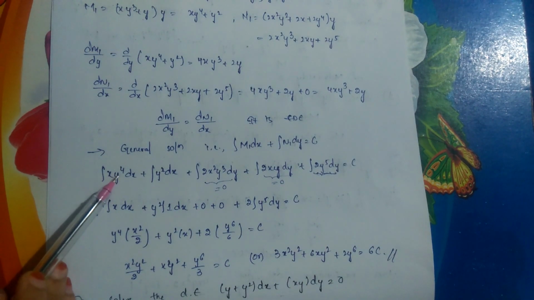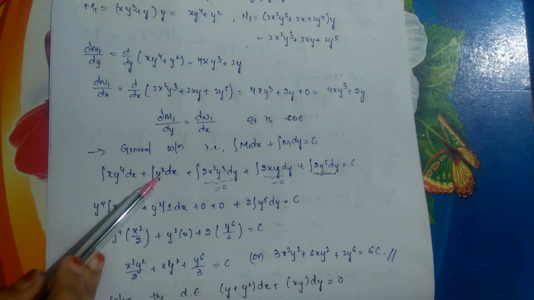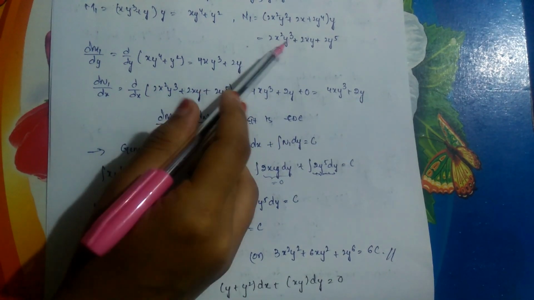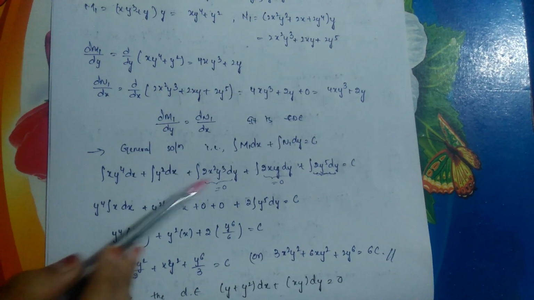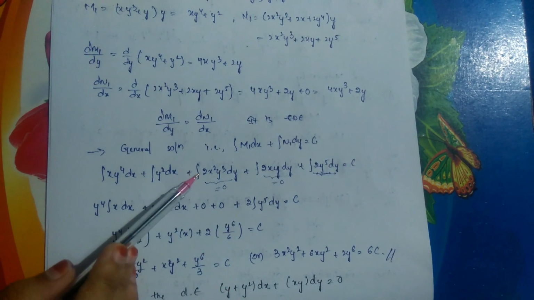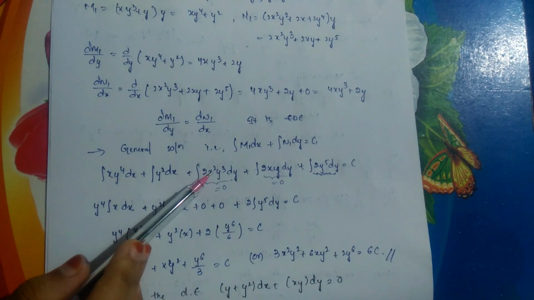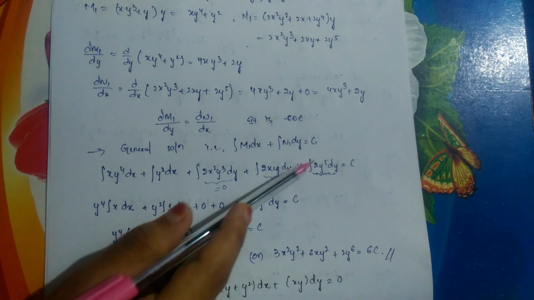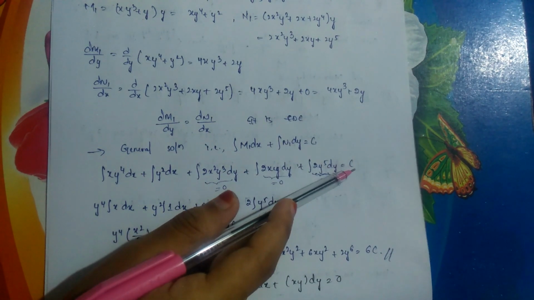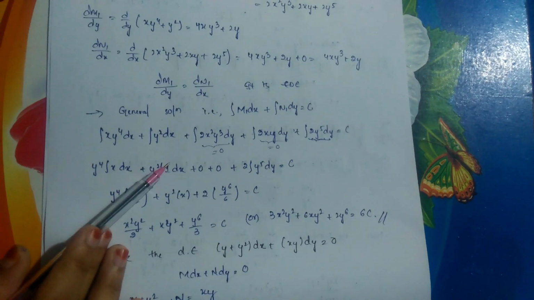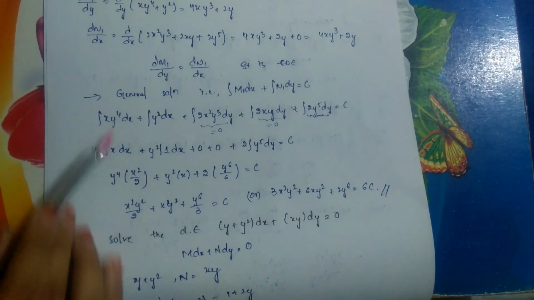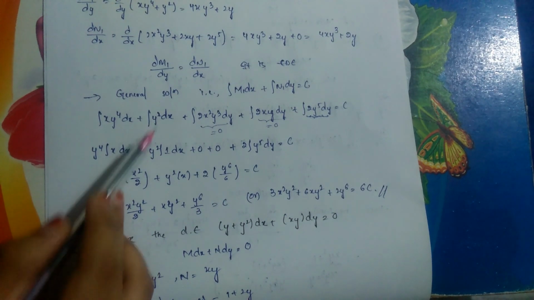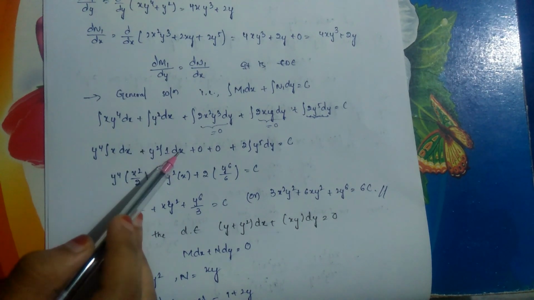So integration of x y power 4 dx plus integration of y square dx plus N1 function, that is, we have three terms here. So write the integration separately: integration of 2x square y cube dy plus integration of 2xy dy plus integration of 2y power 5 dy is equal to c. So here y power 4 is constant and integration of x dx plus y square is constant and integration of 1 dx.